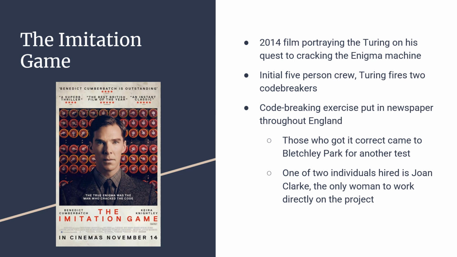So in the movie, he sends a letter to Winston Churchill and says, this is dire. It's not going to happen if things continue the way they're going. Put me in charge. And so he gets put in charge. He fires 2 of the cryptographers on the team, and he puts a test in the newspapers throughout England. Basically, it's just a little code breaking test, and they send them back if they got it right.